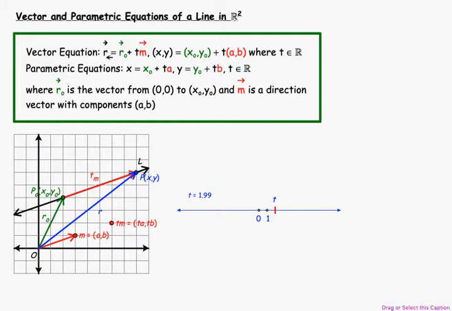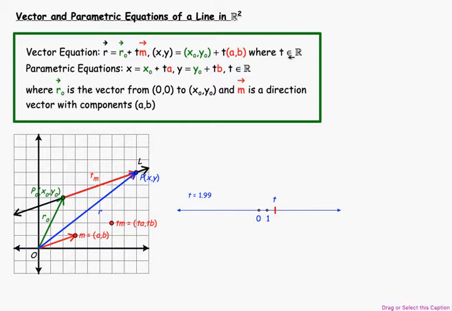So our vector equation is going to look like this. R naught, so again, this is a point on the line. It has a vector with tail at the origin and tip at the point on the line, plus t, where t is a parameter, times our direction vector m, which has its tail at the origin and its tip at the point a, comma b. We can write it in component form as x, y equals x naught, y naught plus t times a, comma b. Again, t is any real number.